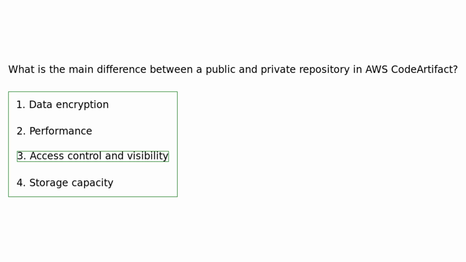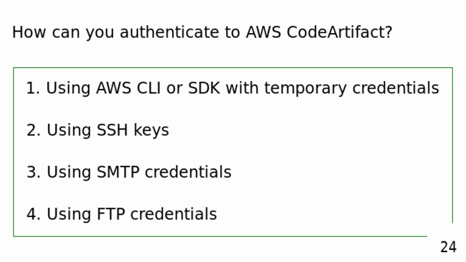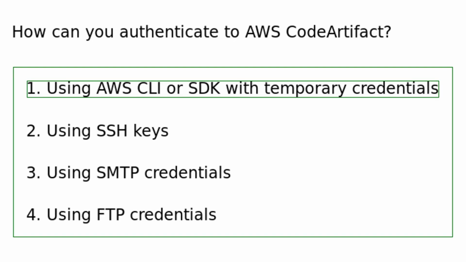to authorized users. How can you authenticate to AWS CodeArtifact? Using AWS CLI or SDK with temporary credentials. Using SSH keys. Using SMTP credentials. Using FTP credentials. You can authenticate to AWS CodeArtifact using the AWS CLI or SDK with temporary credentials obtained from AWS STS.